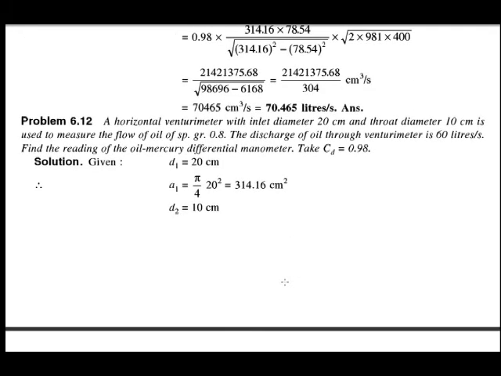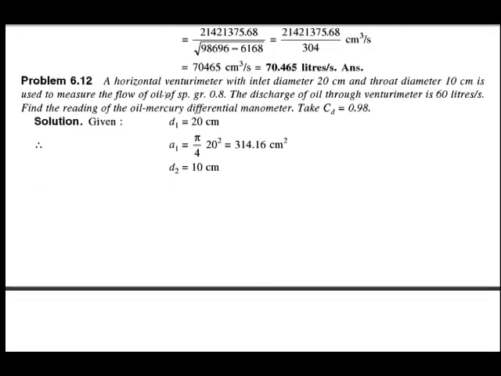Now the next problem: a horizontal venturimeter with an inlet diameter of 20 cm and throat diameter of 10 cm is used to measure the flow of oil of specific gravity 0.8. The discharge of the oil through the venturimeter is 60 liters per second. Find the reading of the oil mercury differential manometer. Take CD as 0.98.